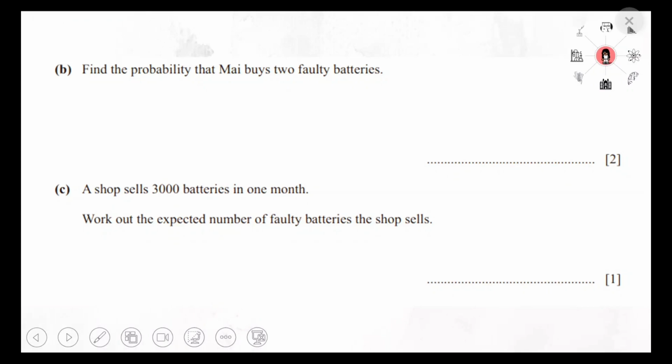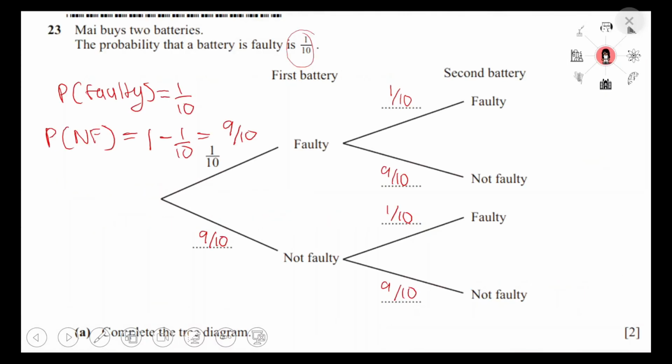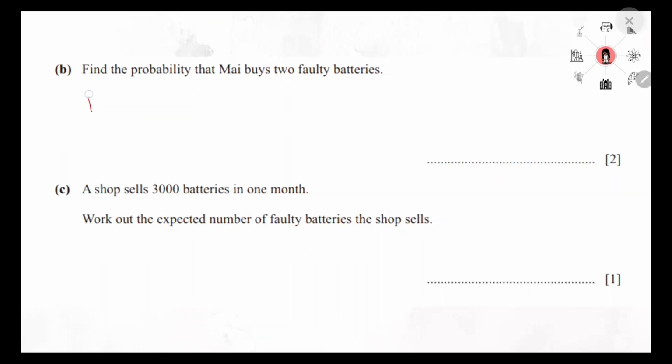B. Find the probability that my buys 2 faulty batteries. So if we look into the tree diagram, we can see that first faulty gives us 1 by 10. Again giving us a faulty would be 1 by 10. So the probability for receiving 2 faulties would be equal to 1 by 10 times 1 by 10, giving us 1 by 100. Thus the answer is 1 by 100.